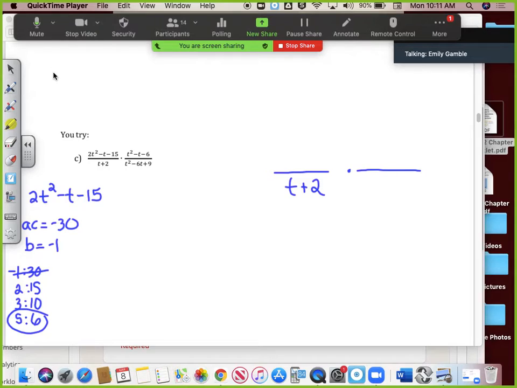If you have one of these positive and one negative, in order for them to add to be a negative 1, you would need the 5 to be positive and the 6 to be negative so that they combine together to be the negative 1 that you need. Once you find the lucky factors, you basically need to add the variables to them, like 5t and negative 6t. And you need to take the original problem, the 2t squared minus t minus 15, which I'm going to rewrite over here, and separate the middle term into the two terms that you just found. So you're going to separate a negative 1t into 5t minus 6t.